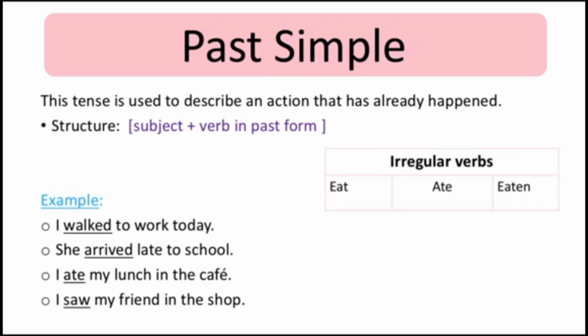It's important to note that irregular verbs have different past forms. For example, eat, ate, eaten.